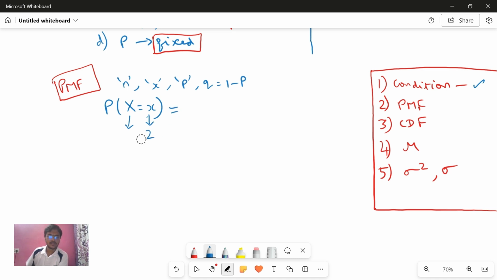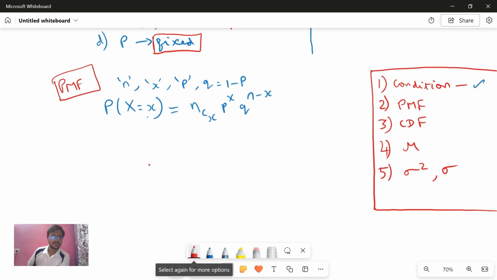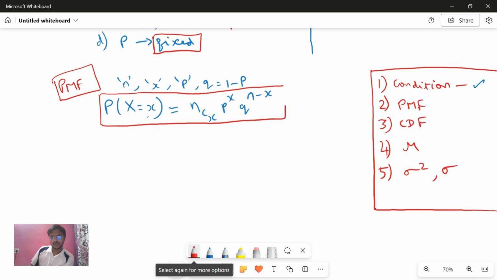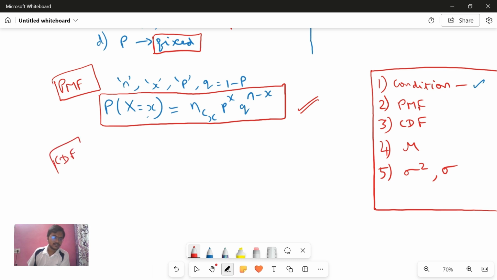So it will be nCx p power x q power n minus x. That's all. This is the probability mass function for the binomial distribution. Whatever number of trials they give, that is n, and the number of successes you have to find the probability for will be x, and p is the success probability, q is the failure probability.